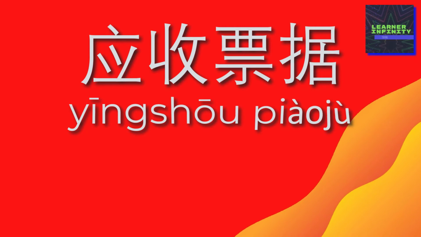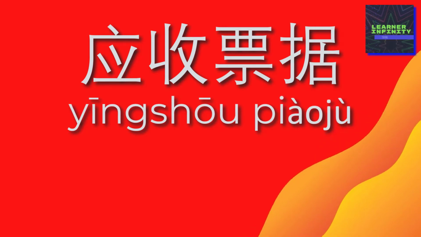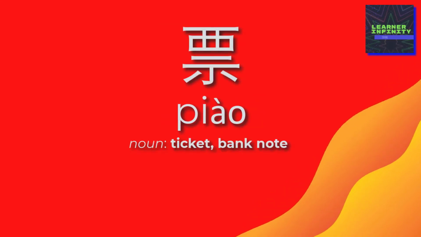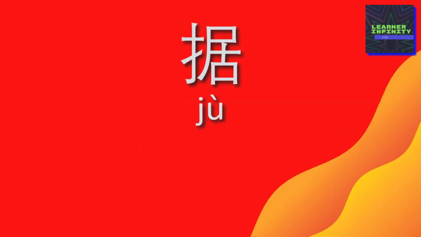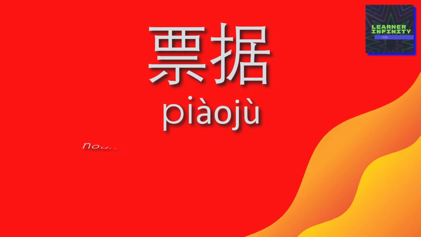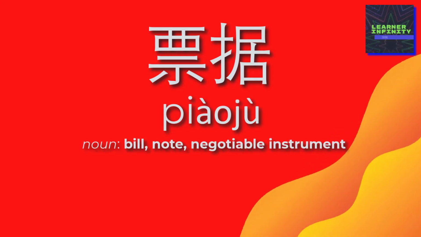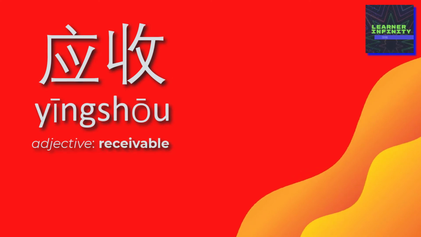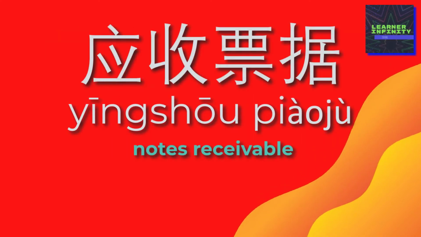Next is 应收票据. You already know the meaning of 应收, so let's discuss 票据. As a noun, 票 means ticket or banknote. Another noun, 据, means an evidence, certificate, or proof. Combining these two characters, 票据 means a bill or note that serves as a negotiable instrument. Combining 应收 as receivable and 票据 as note can easily be translated as notes receivable.